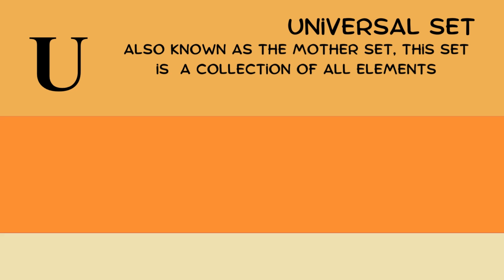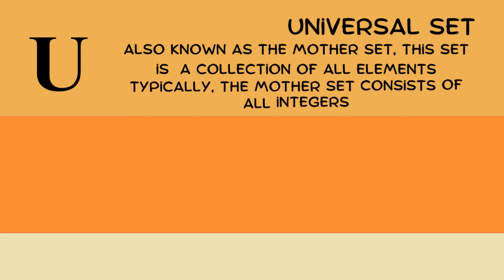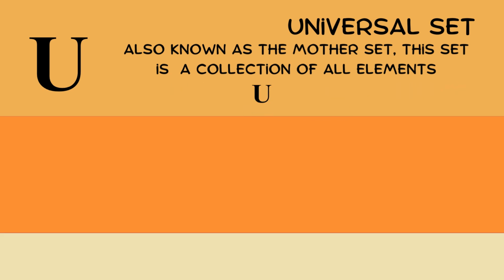The first notation is the most common set, which is called the universal set. Also known as the mother set, this set is a collection of every single element within a given region. Typically, the mother set is just every integer. So we would write that the universal set is equal to open bracket 1, 2, 3, 4, 5, up to infinity, close bracket. These brackets that we use are called curly brackets, or braces.